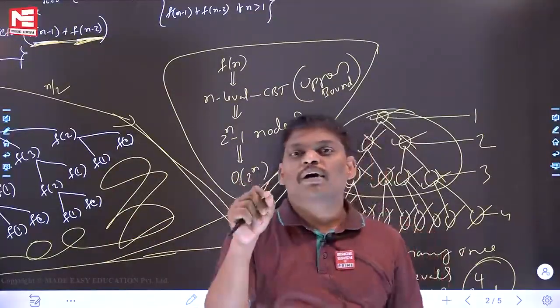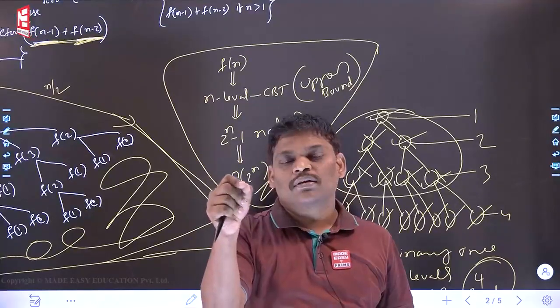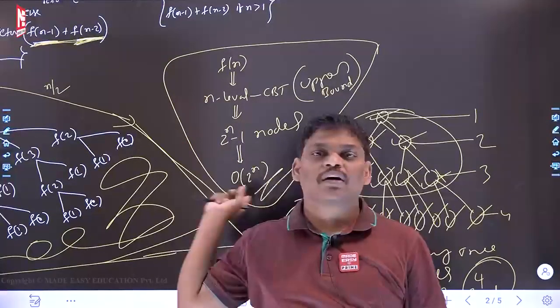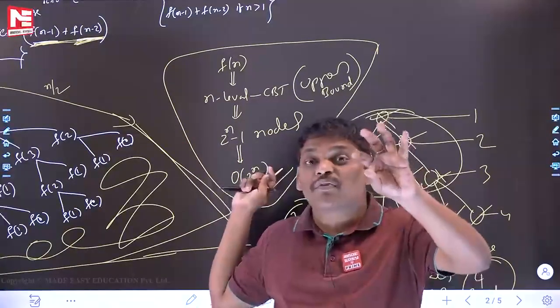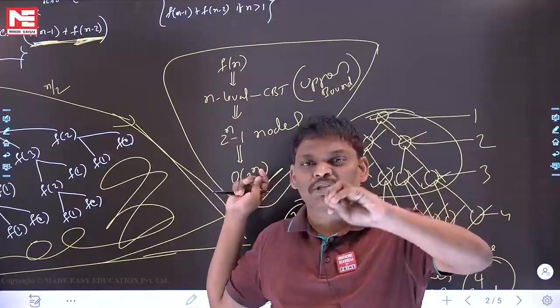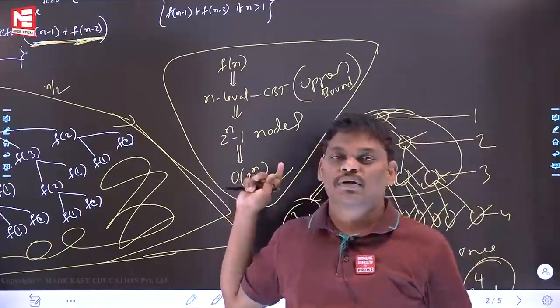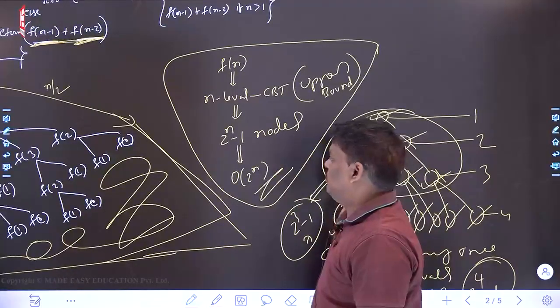And one more thing about the time complexity of Fibonacci: order of 2^n, that is fine. Everyone knows the time complexity of a recursive program is based on the number of function calls. Roughly this many function calls are there.